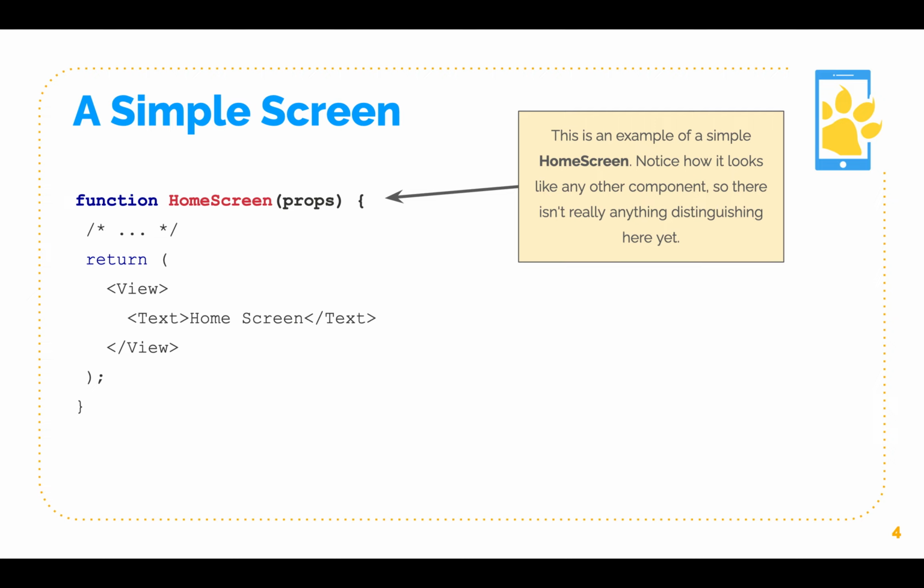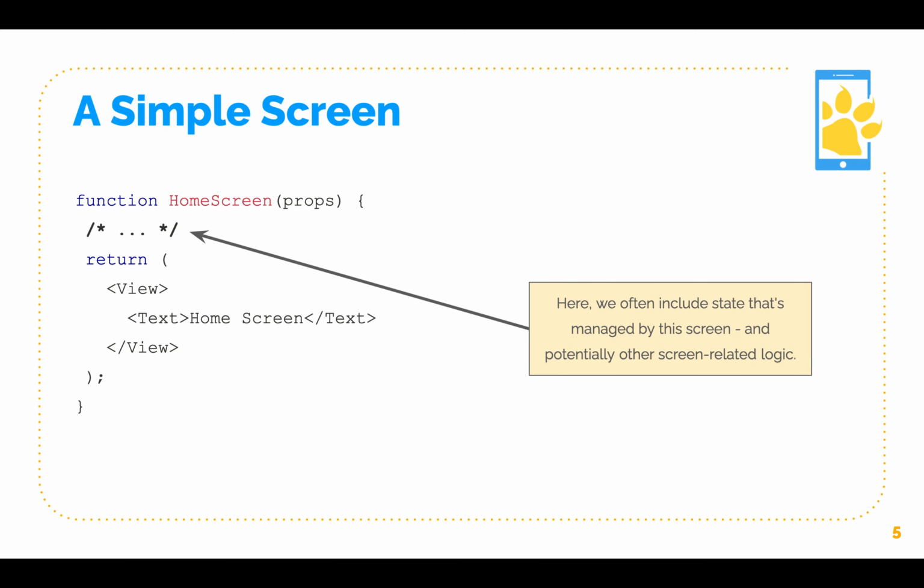Let's take a look at a simple screen. Here we just have this functional component that defines our home screen. Looks just like any other component, so there isn't really any distinguishing factor here yet. We might include some local state or effects or other things that are related to the screen, just like we do for any other component.